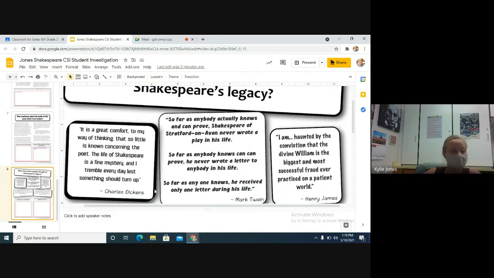It is a great comfort to my way of thinking that so little is known concerning the poet. The life of Shakespeare is a fine mystery, and I tremble every day lest something should turn up.